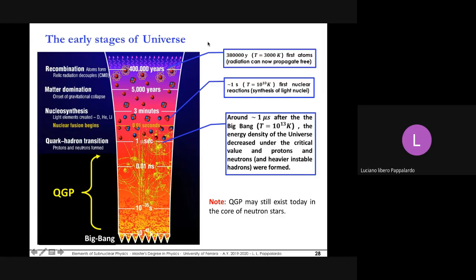Okay, what about today? So after 14 billion years, so today, we have good expectation that the quark-gluon plasma may still exist in the core of some neutron stars, which are very compact objects, as you probably know. Okay, you know what neutron stars are?